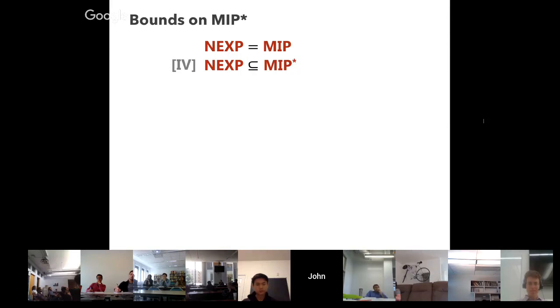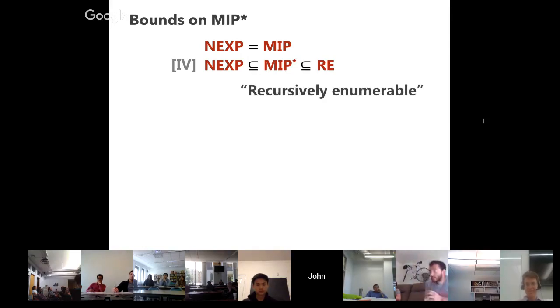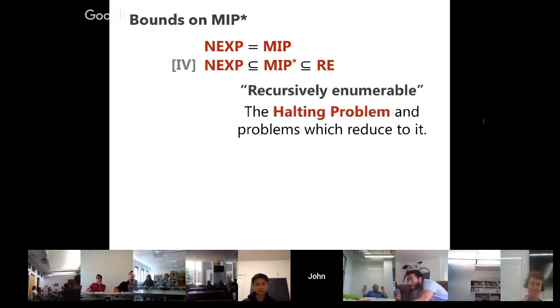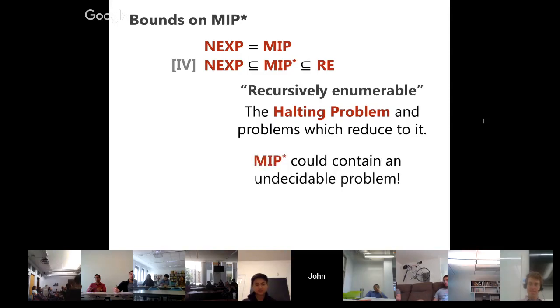It's actually pretty embarrassing. So the best upper bound we have for MIP star is RE. If you remember back to your computability theory in undergrad, this is recursively enumerable. It's the class of all problems which are reducible to the halting problem. So in particular, this is basically the class that contains the halting problem. So kind of crazily, this means that it's consistent with our knowledge that MIP star could actually contain an undecidable problem. We don't know how to rule this out right now.